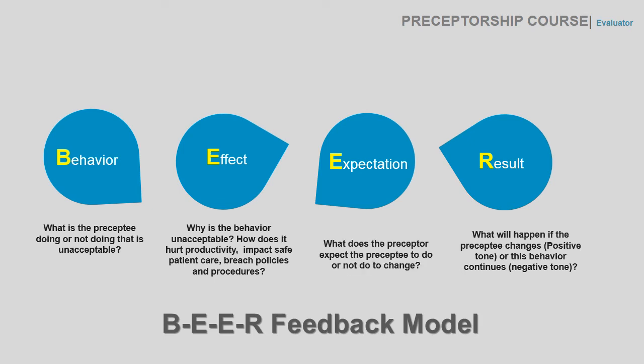The BEER feedback model. B, behavior. What is the preceptee doing or not doing that is unacceptable? E for effect. Why is the behavior unacceptable? How does it hurt productivity, impact safe patient care, or breach policies and procedures? E, expectation. What does the preceptor expect the preceptee to do or not do to change? R for result. What will happen if the preceptee changes the negative tone to a positive tone?